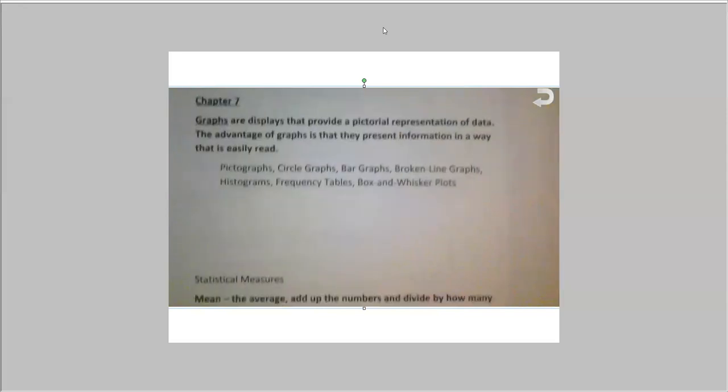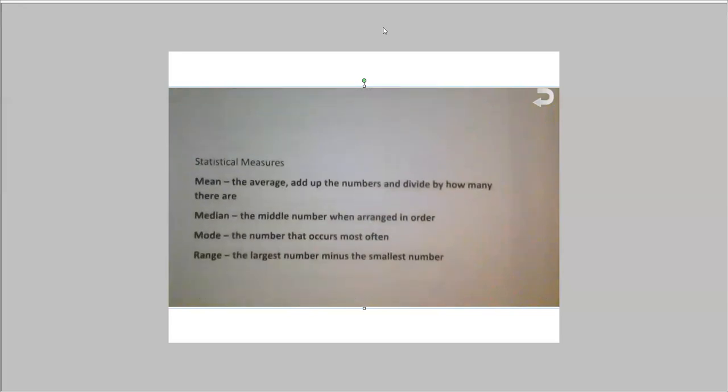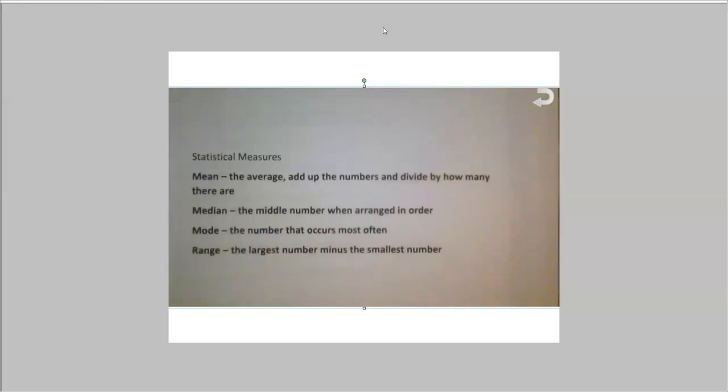Some other definitions you'll want to review for statistical measures are mean, median, mode, and range. Those definitions are: mean is the average. Okay, this is where we add the numbers up and divide them by how many there are. That'll give us the average of that group of numbers. The median is the middle number when those numbers are arranged in order.